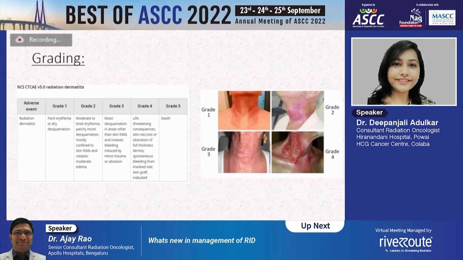Now, if we look at the features, again, if you see the pictures, in grade 1, we see there's erythema, dull erythema. Grade 2, you see bright erythema. You see some areas of moist desquamation. In grade 3, which is a picture down below, you see it is a complete patch of moist desquamation. And grade 4, you can see that there is bleeding present at a few areas.